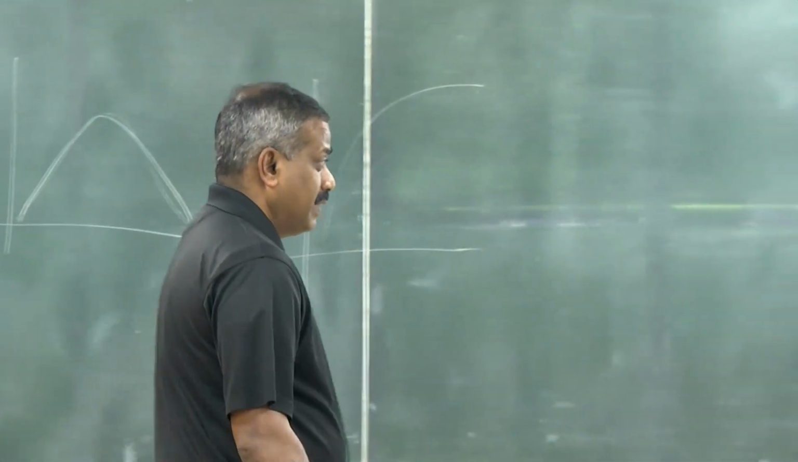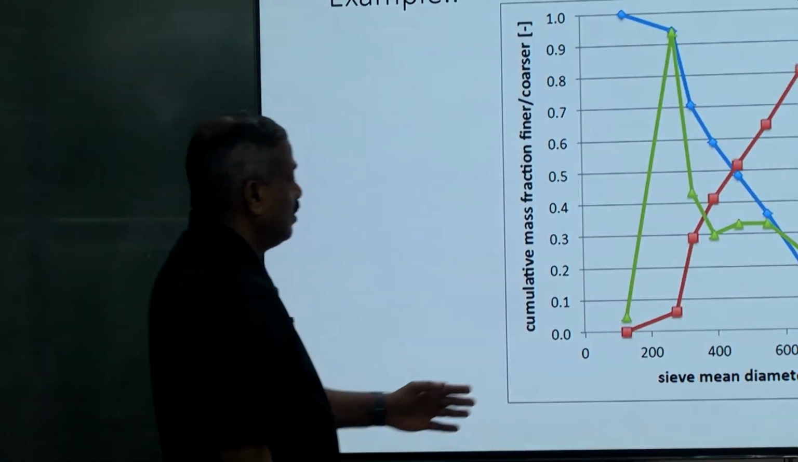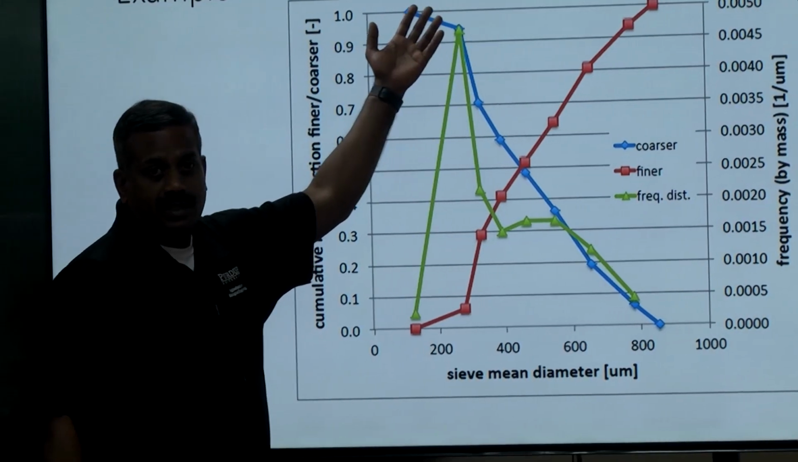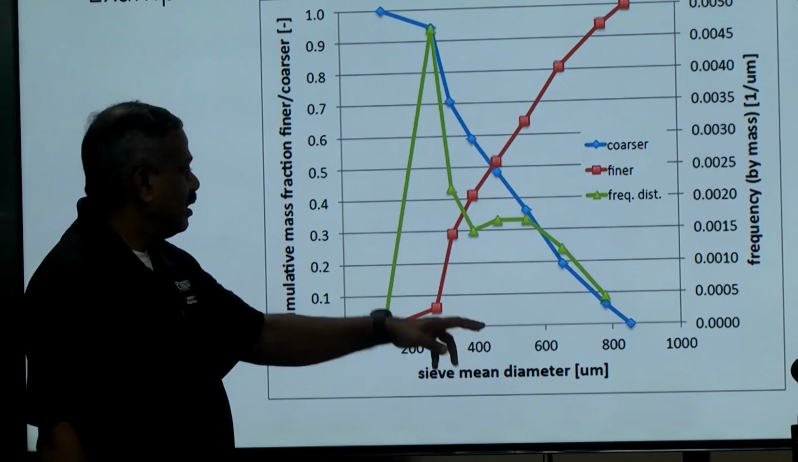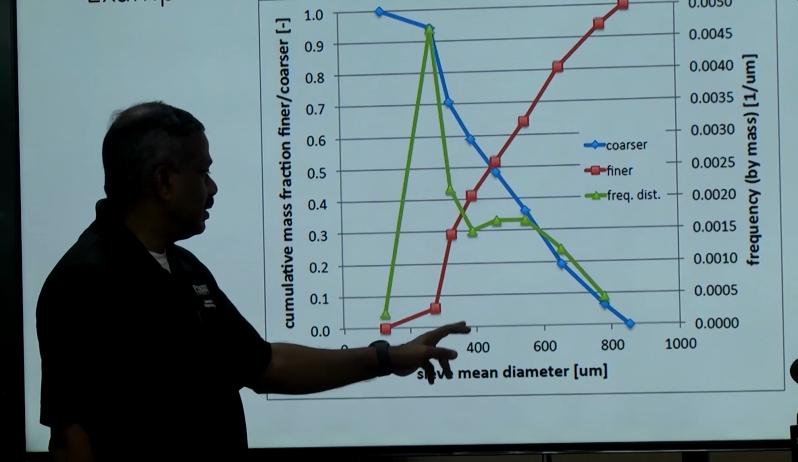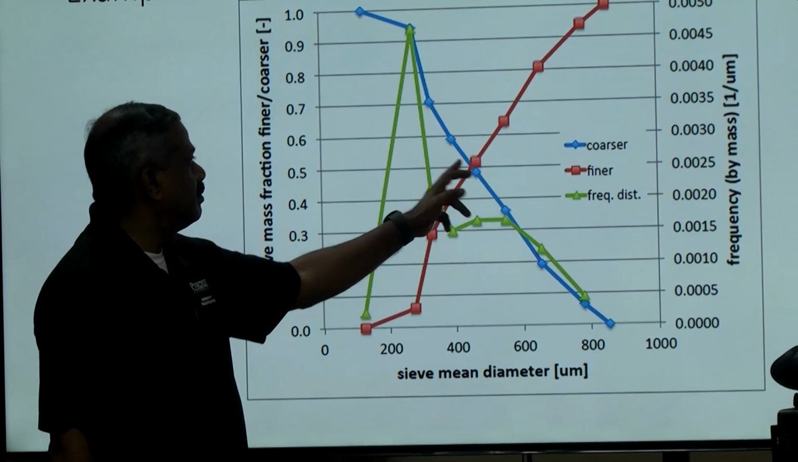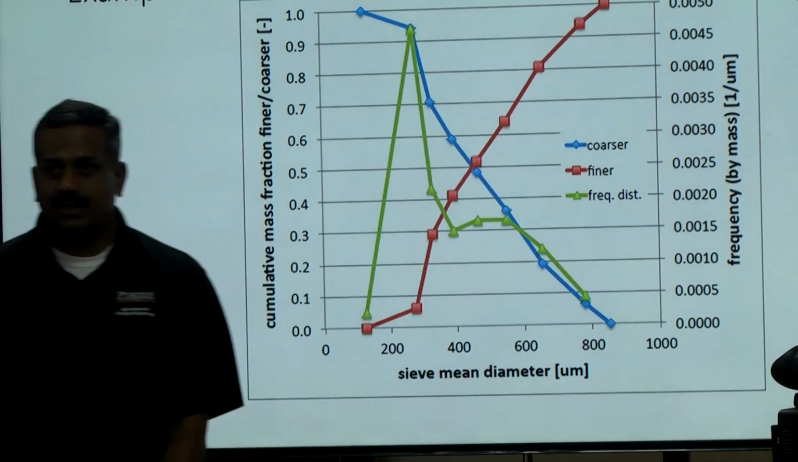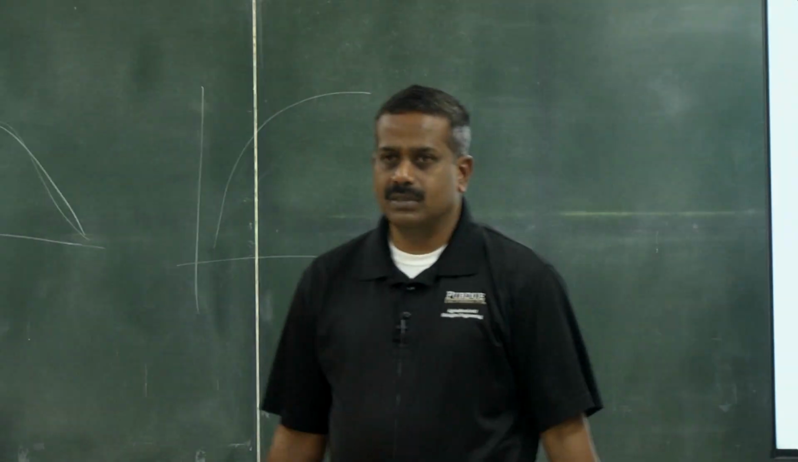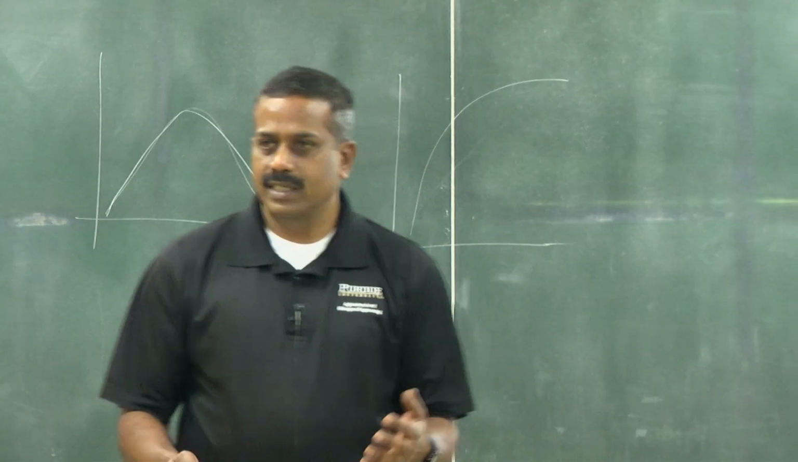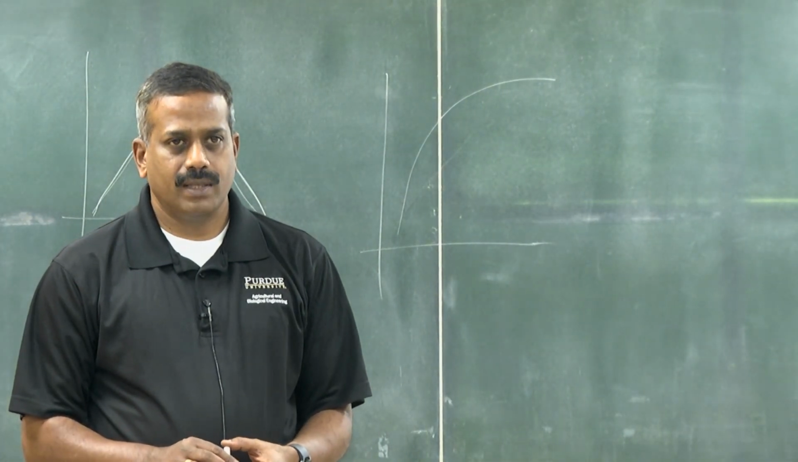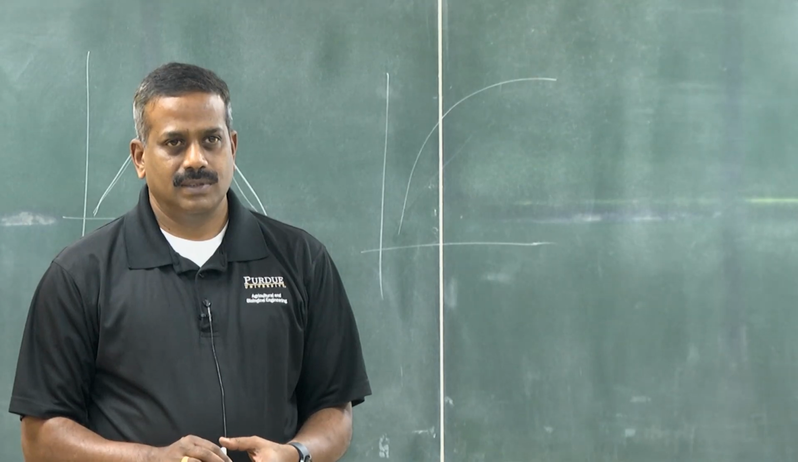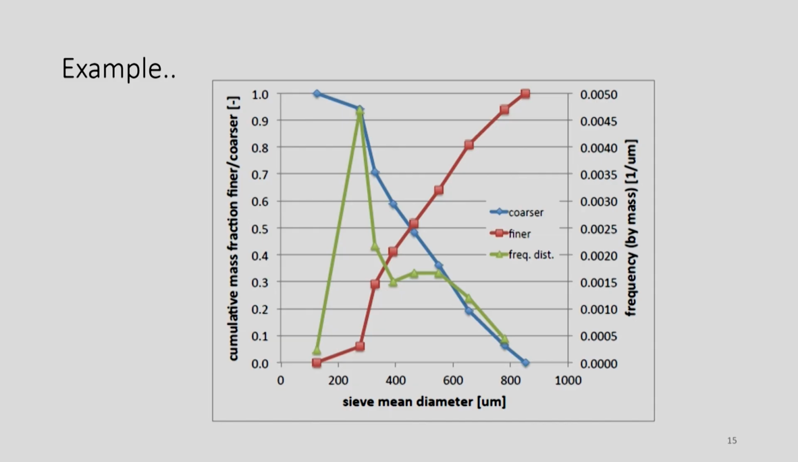So you get different information from these three graphs, right? You can see the mode is very easy to find from the frequency distribution, right? From the cumulative distribution, you can easily get D10, D50 and D90. Both for finer and coarser distributions, okay? Any questions so far?